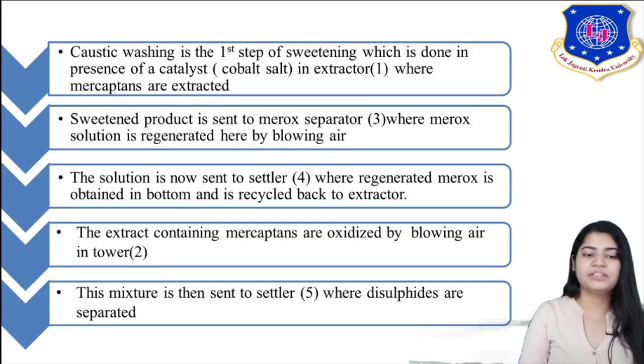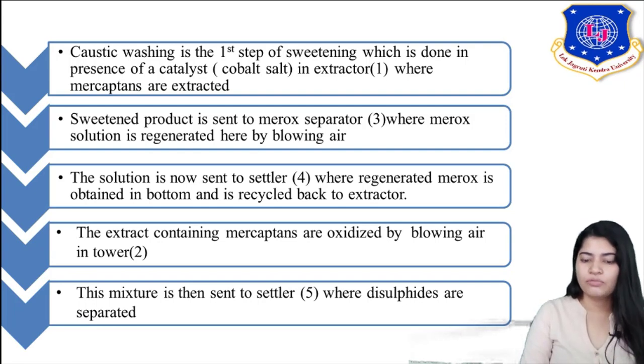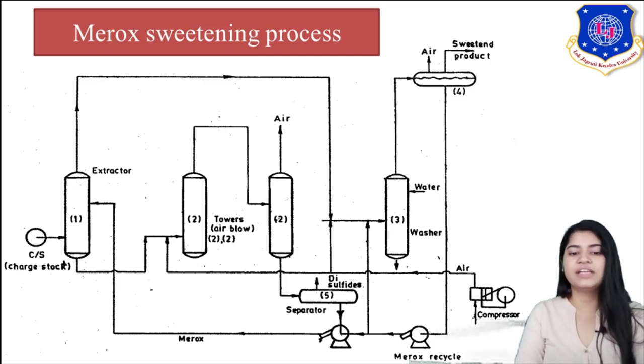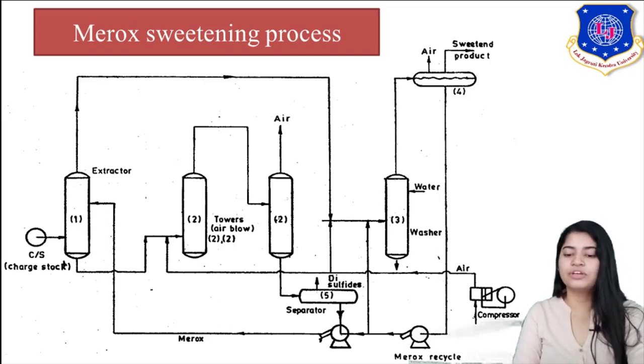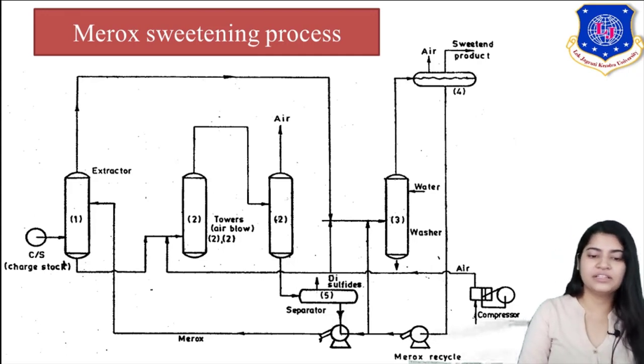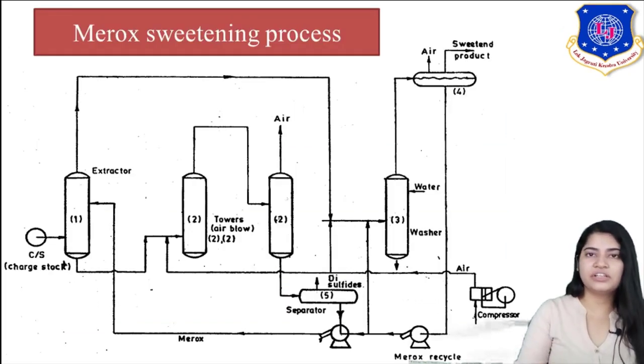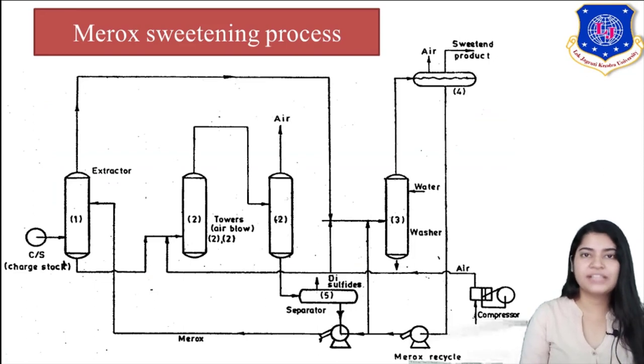Now the second step is that your sweetened product is sent to the Merox separator, where Merox solution is regenerated by blowing air. So you can see, from the top of the extractor, you are sending it to the third column where you are blowing air also. From the compressor, air is sent to the third column. Now what happens in the third column? Your Merox solution is regenerated.